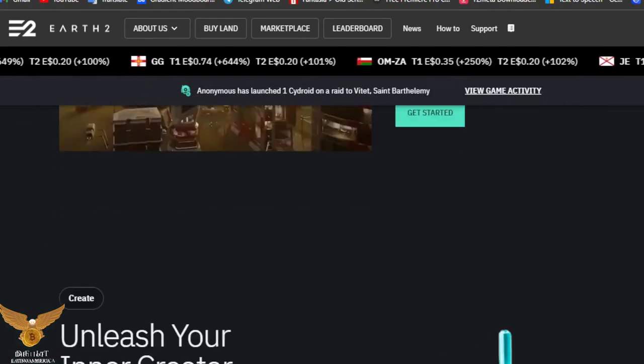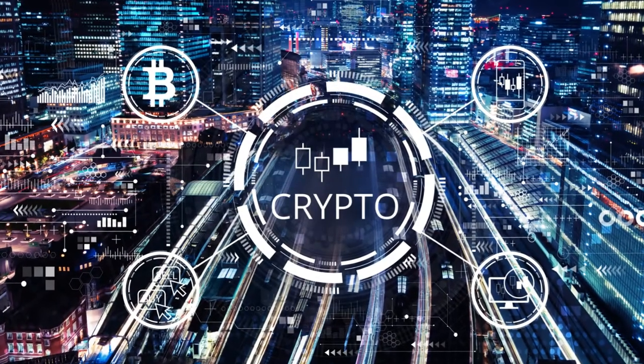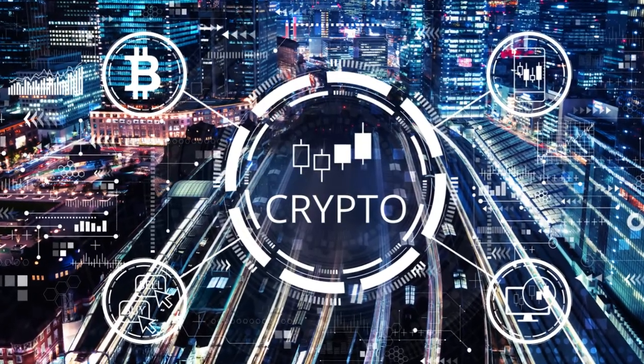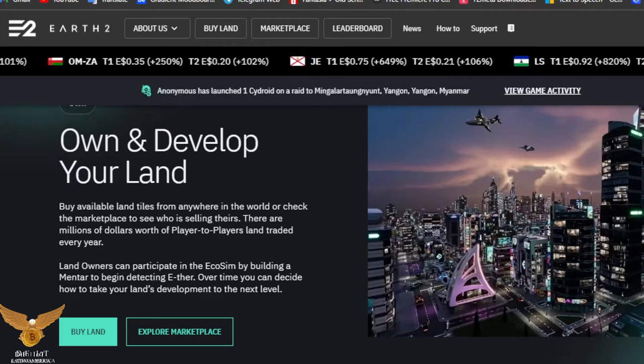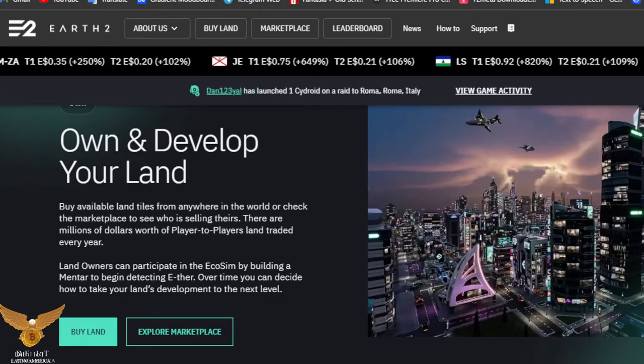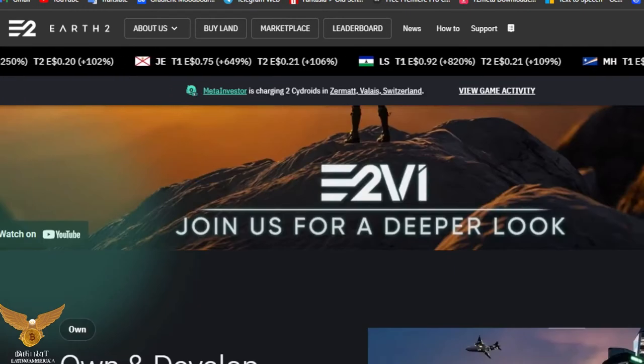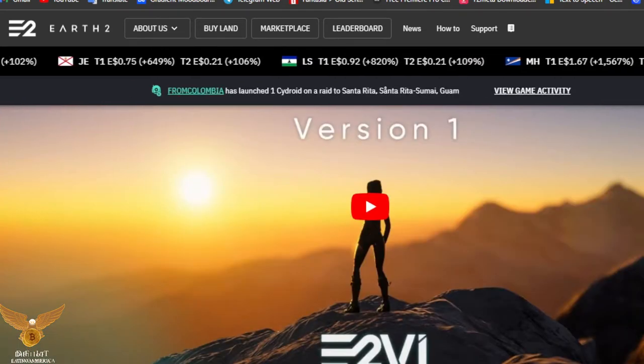It is important to note that EARTH2 has generated great interest and controversy in the cryptocurrency community. Some people see the platform's potential as an investment and virtual development opportunity, while others raise doubts about its viability and the possibility of it being considered a scam.